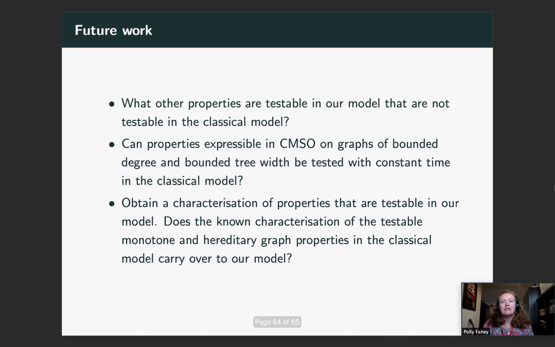And finally, a future challenge is to obtain a characterization of properties that are testable in our model. Now this is no easy task, and maybe a good starting point would be to see if known characterizations from the classical model carry over to our model. We know that one direction will carry over, but does the other direction also?